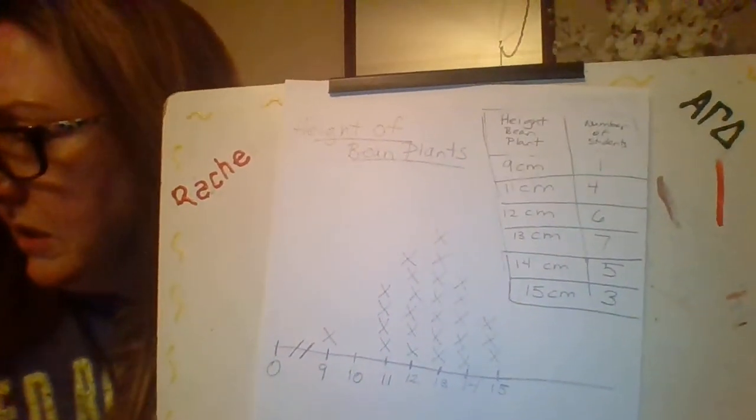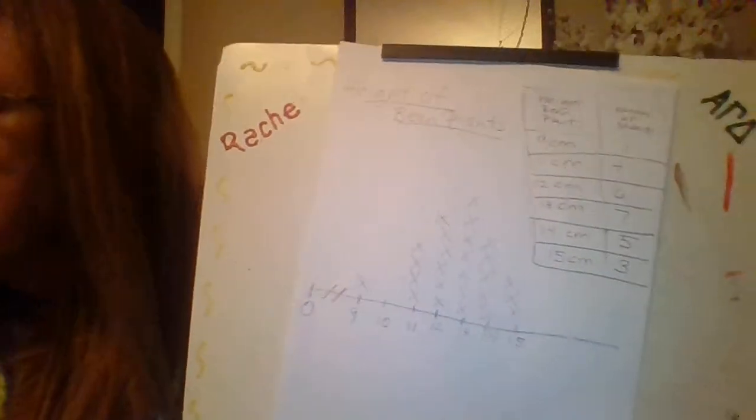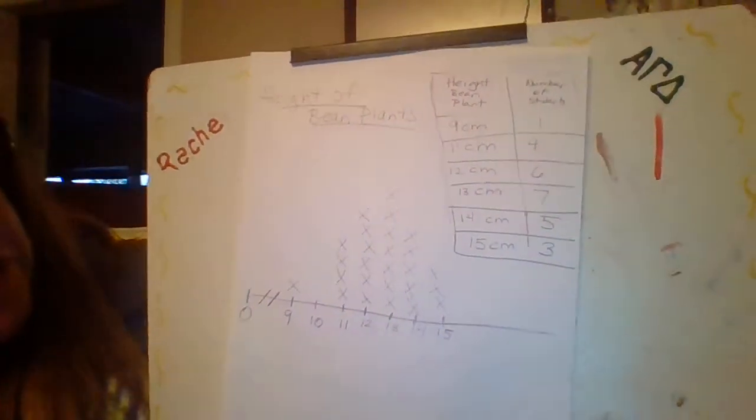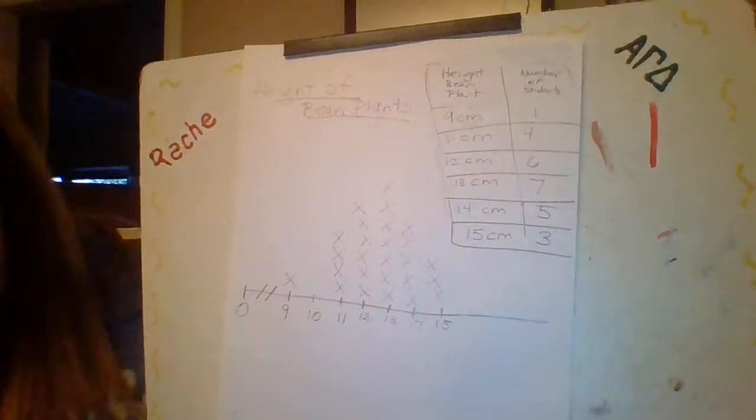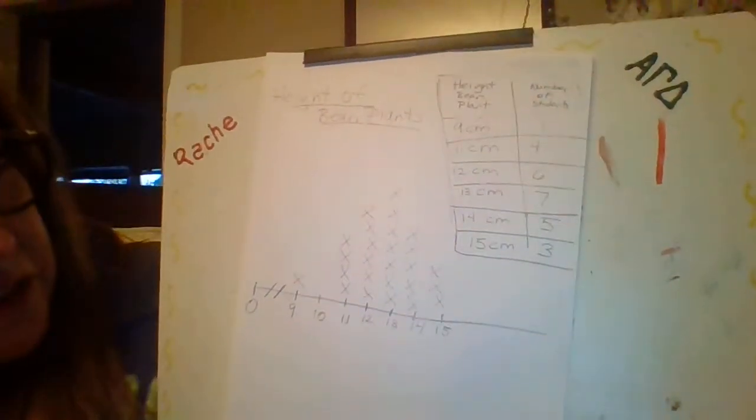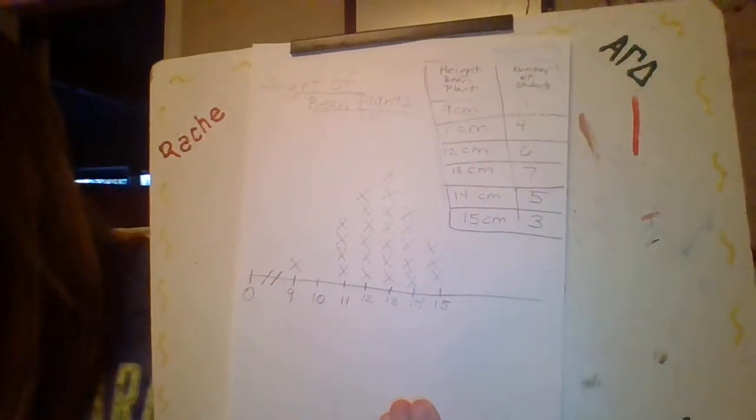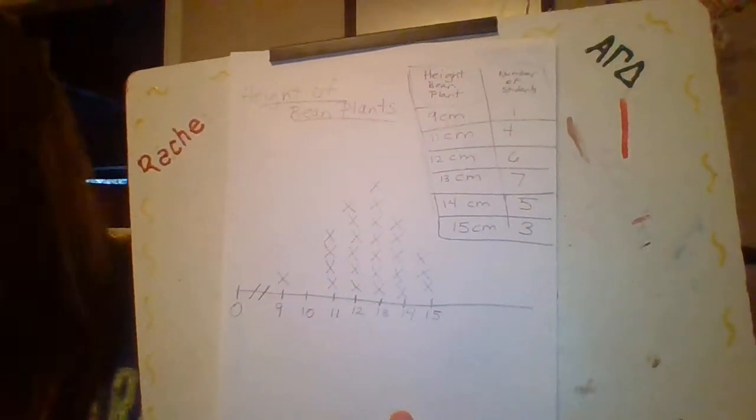Okay, let's look at some of this now. Which bean plant height occurred most often? Well, it would be the tallest one, wouldn't it? So that's right, 13. 13 centimeters was the bean plant height that occurred most often.